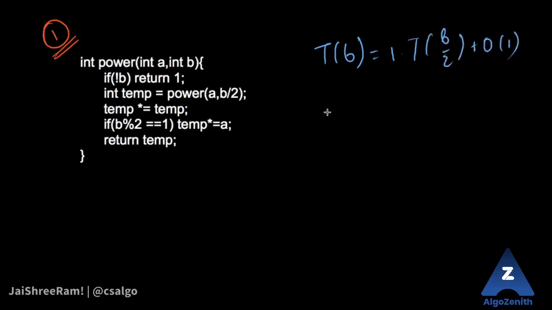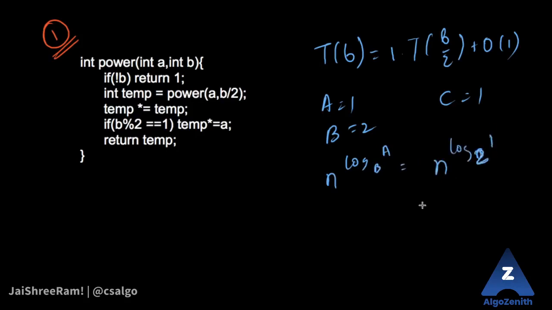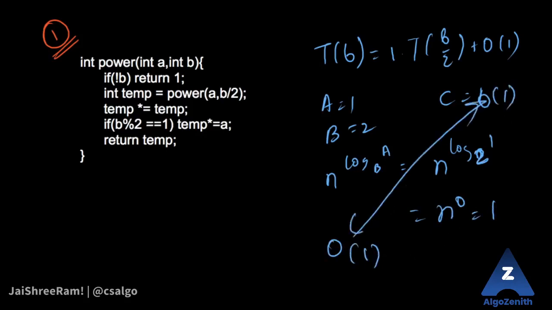Now if you think about this, a is equal to 1, b is equal to 2, c is equal to 1. n to the power log base b of a is equal to n to the power log base 2 of 1, which is n to the power 0, which is equal to 1, right? Now this is order 1 and c is already order 1, so these two are the same. When they are the same, we know that we get a log n extra in the master theorem. So this becomes order log n finally. So this code over here is order log n.